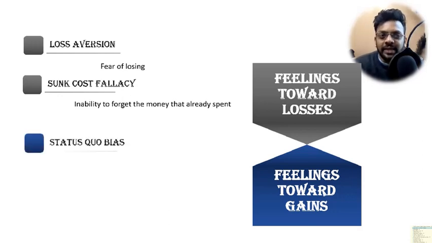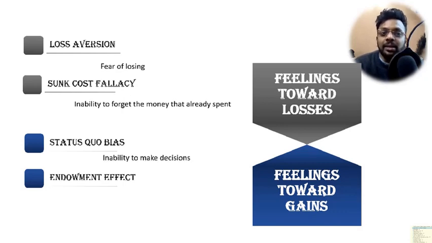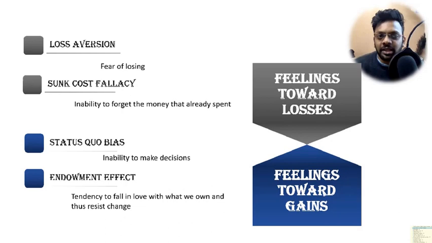Similarly, feelings towards gains are divided into 2 types. One is the status quo bias and the other is the endowment effect. Status quo bias is nothing but the inability to make decisions because of the profit or because of the happiness we are in at that time. And the endowment effect is the tendency to fall in love with what we have and resist change. We become comfortable in a zone and avoid a change which might be necessary.